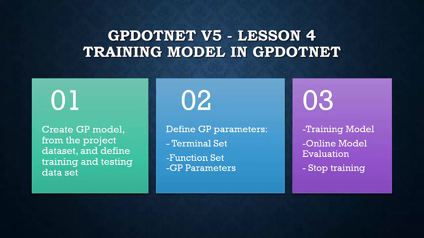In this lesson, we are going to set up everything before training the model, which includes setting the terminal set, function set, GP parameters, and termination criteria before the model starts training. Once the training process is started, we can see how the model can be evaluated online, which means monitoring model performance during the training phase. Also, we can see how to stop training if we realize the model is overfitted or going in the wrong direction. So let's open GPdotNET and start from the previous lesson.